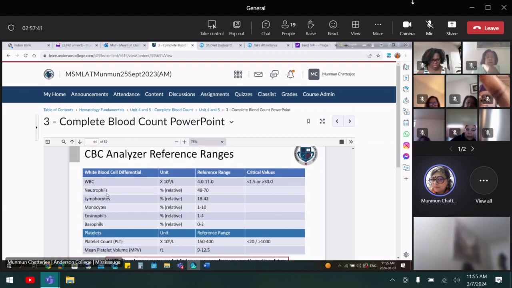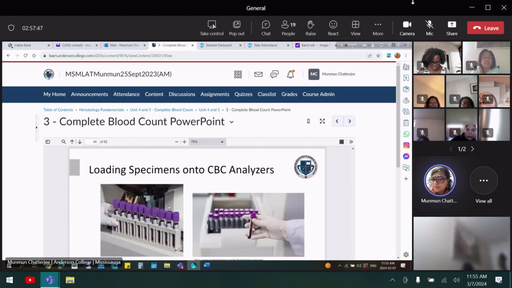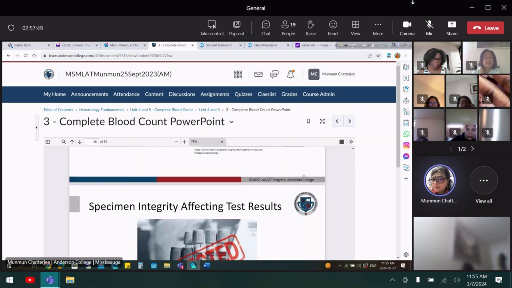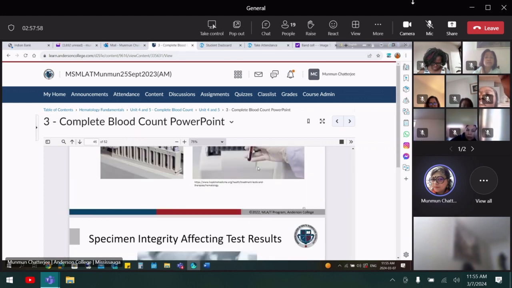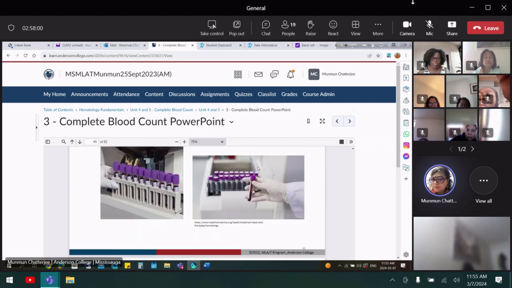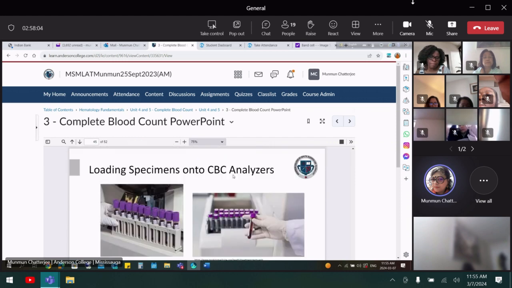So these are the WBC for the same thing. It has loading the specimens in the CBC analyzer. How are you going to load it? This is rejected specimen integrity after test results. So see how you are going to load it in the analyzer. It's not going to come up and down on this and that. Maybe you have to use the same size of tube.